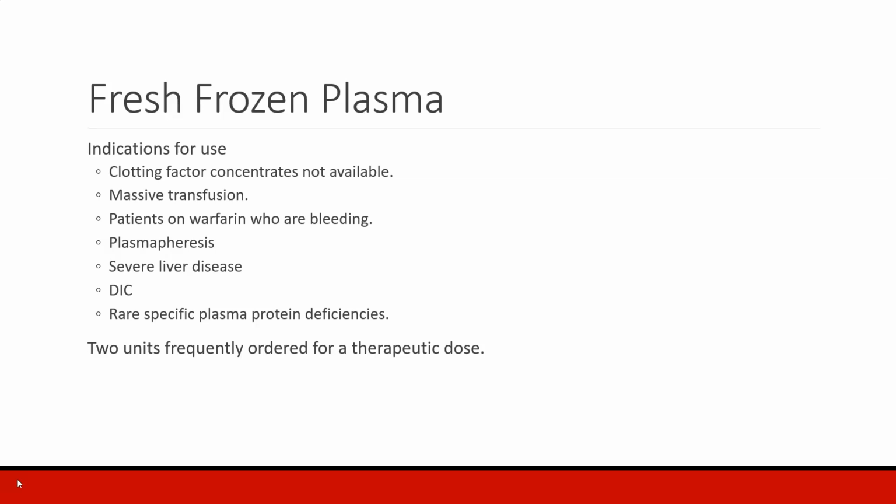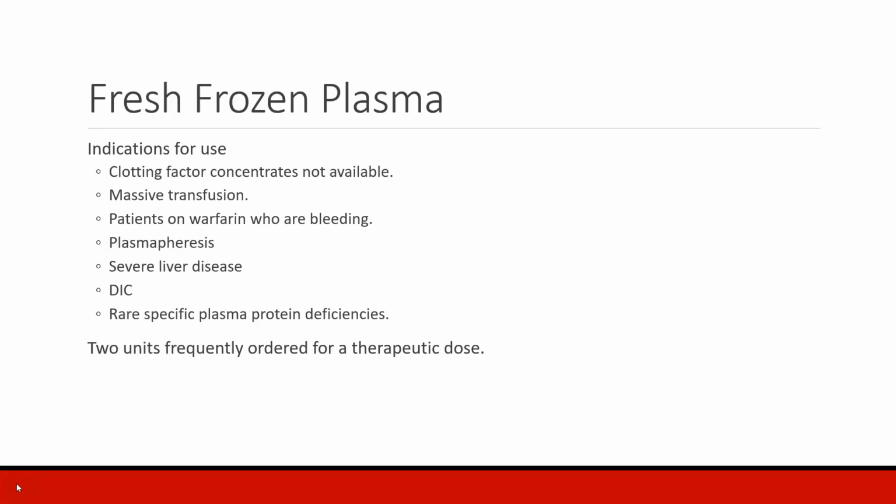What are the indications for use of fresh frozen plasma? When clotting factor concentrates are not available, during a massive transfusion because the patient's losing everything, and so they need red cells, they need plasma, they need platelets, the whole kitchen sink. Patients on warfarin who are bleeding, plasmapheresis, where for whatever reason they need to remove the patient's plasma and they'll replace it with donor plasma. Severe liver disease, disseminated intravascular coagulation, and rare specific plasma protein deficiencies. 2 units are frequently ordered for a therapeutic dose.